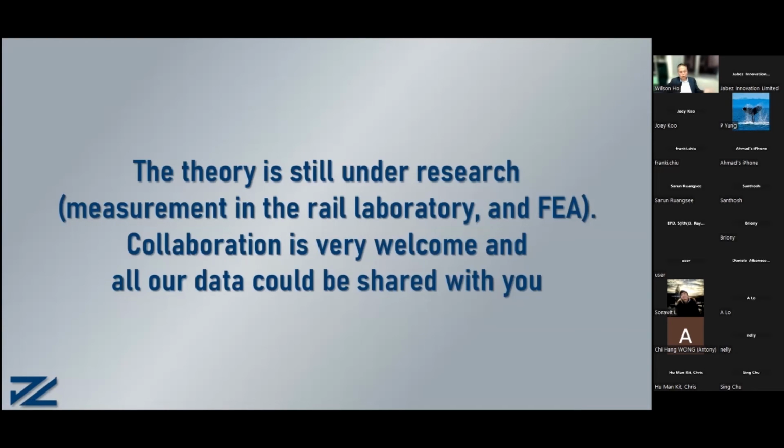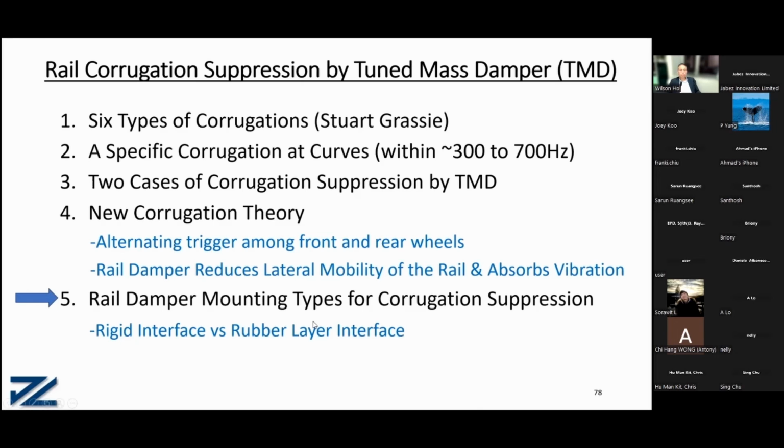This hypothesis explains why at many curves they have around 500 Hertz corrugations, and such corrugation can be very easily suppressed by the wheel damper. Then we talk about the wheel damper mounting type for corrugation suppression.